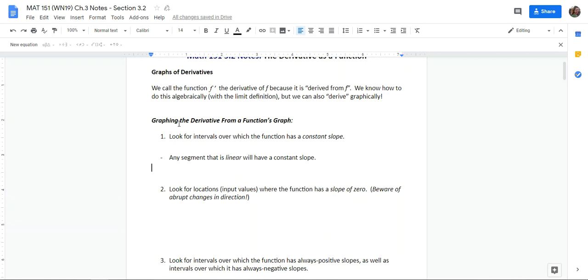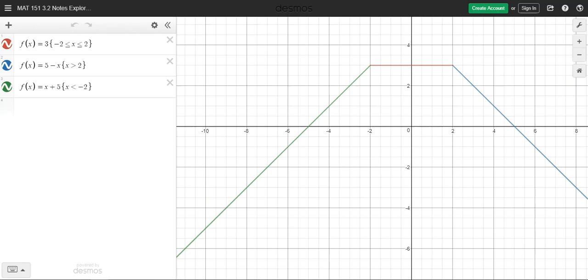The next thing I want to get information from the graph of a function is for any locations where the function has a slope of 0. I want to be cautious of abrupt changes in direction. I'm going to look back at my previous graph again. When the slope is 0, that is when I have a horizontal segment or a horizontal tangent.